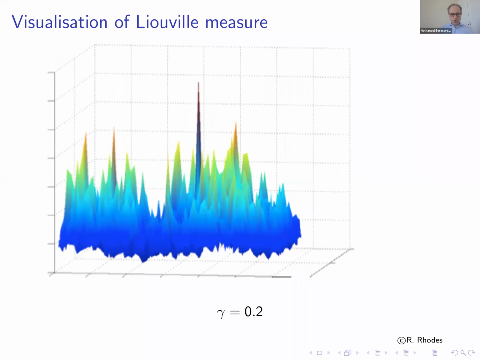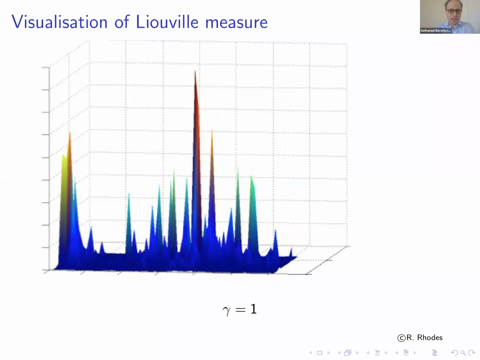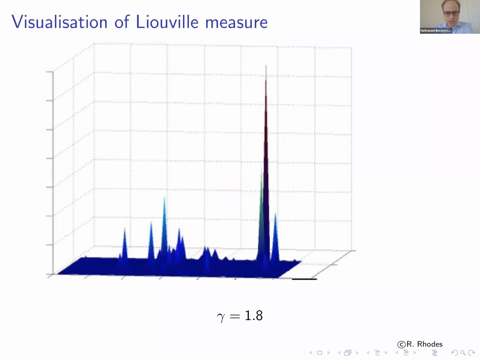And this is a plot of this density for gamma equals 0.2, so very small. And you see that the measure is already very spiky and very irregular, even though when gamma is small, we should have something that's very close to the Lebesgue measure. And then when you increase gamma, this effect becomes more and more pronounced, and you have a measure that's more and more spiky, and you get close to the value gamma equals 2.